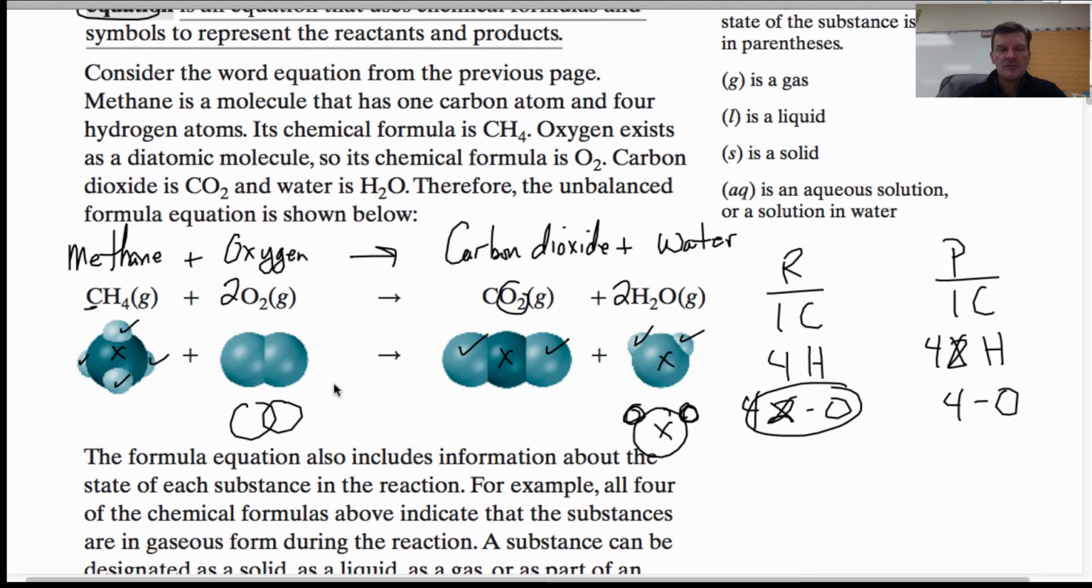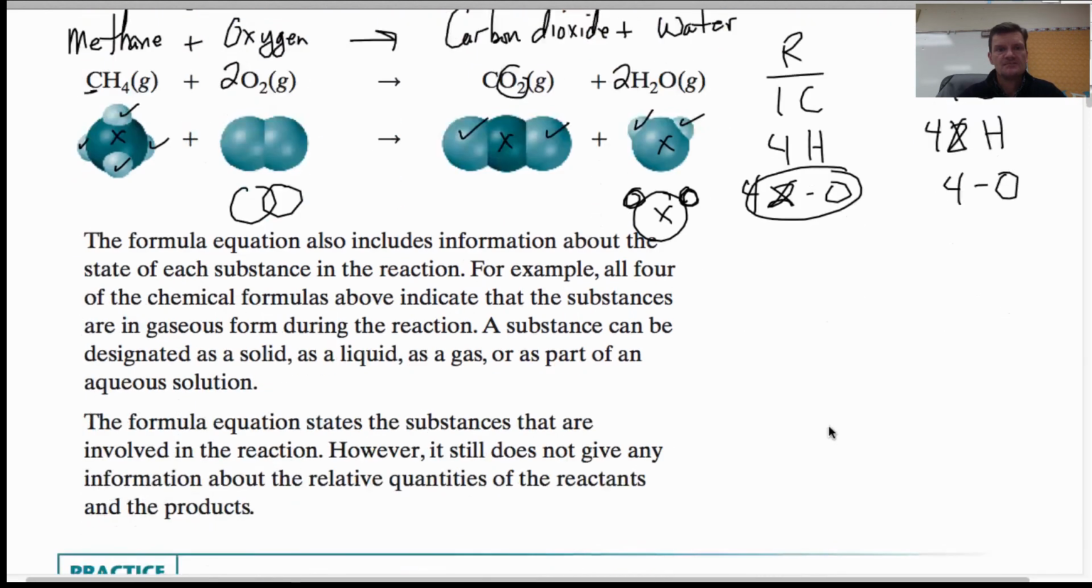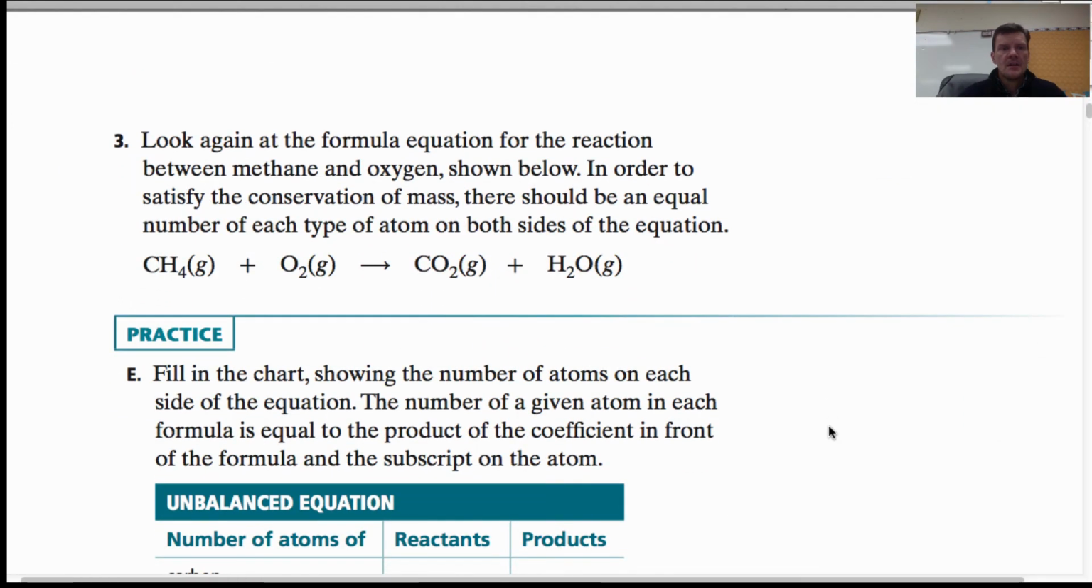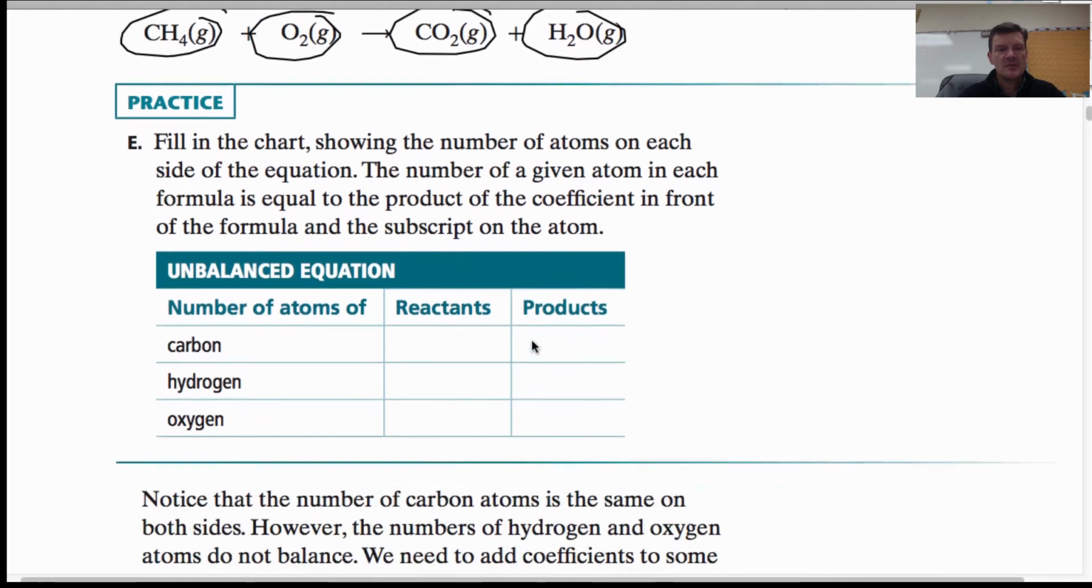So little by little, you've got to balance this equation by changing the coefficients only. Only. Never change the formulas. Only the coefficients, and you might have to change them a couple times and just work back and forth until you've got the same number of each atom on both sides. This is the one that we just did. So remember how we did that, and we'll have some more practice in a little bit here.